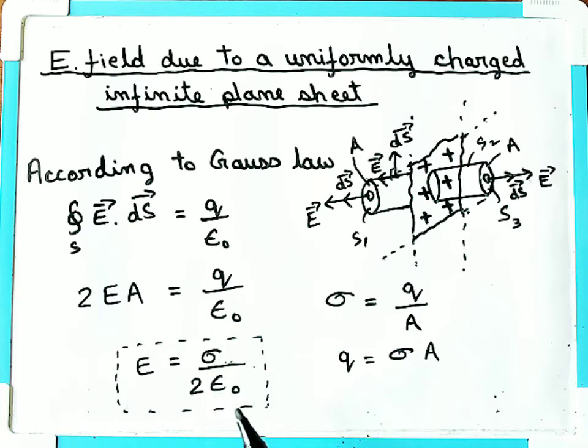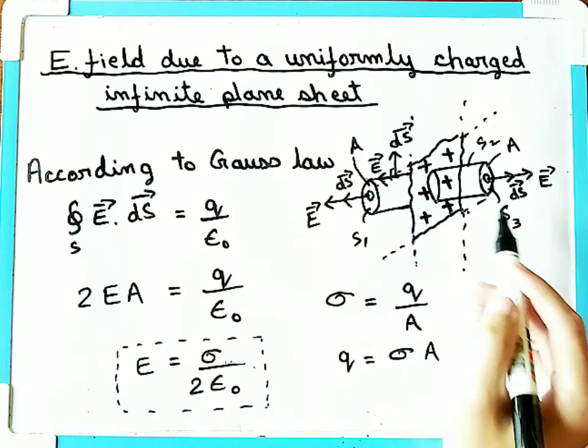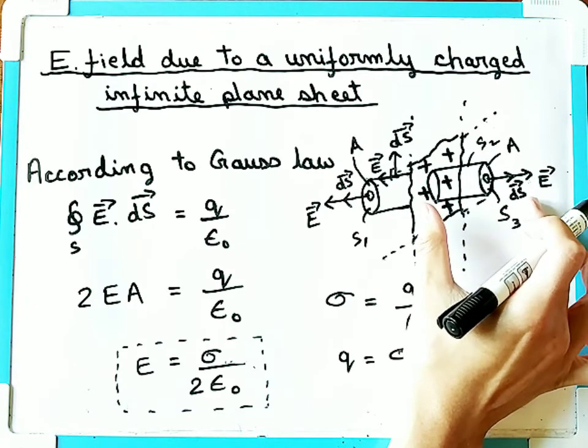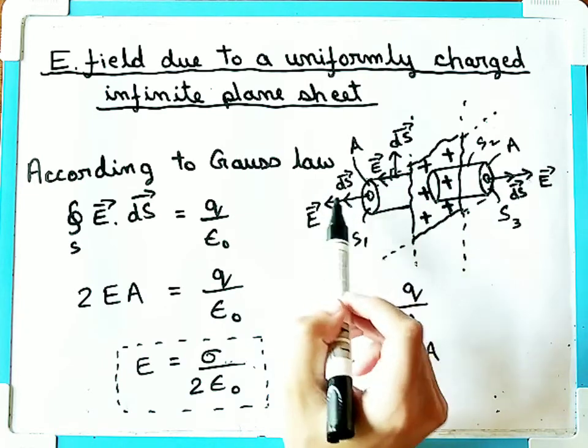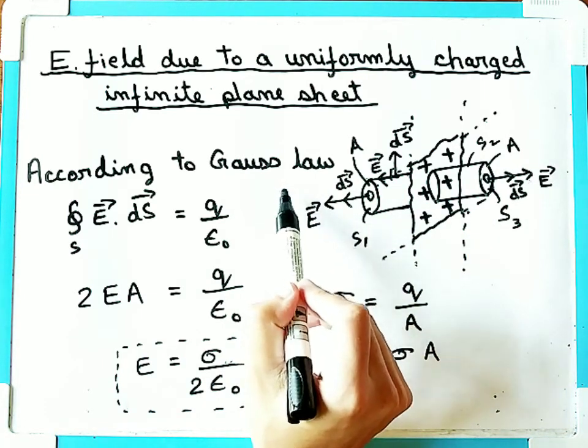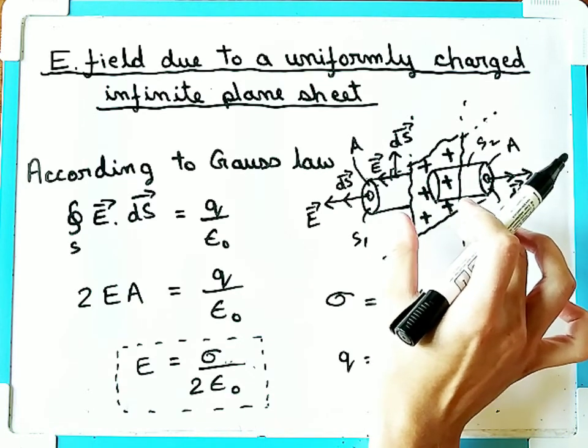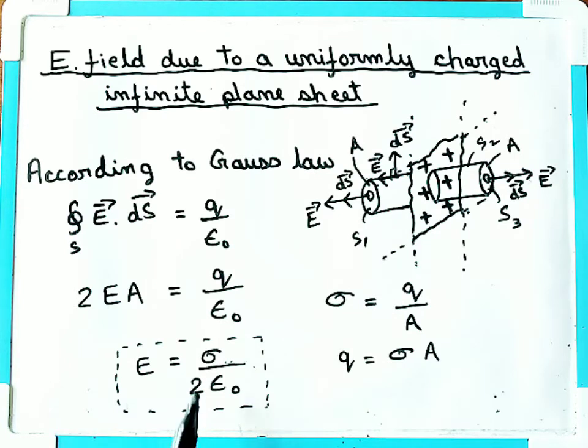Since sigma is constant, 2 is constant, epsilon naught is constant, the electric field is also the same throughout. It does not depend upon this distance here. So if it's at this point also, it will be the same. At this point also, it will be the same. So the electric field does not depend upon the distance of the point from the infinite plane sheet. It only depends upon the surface charge density sigma. So if we have more surface charge density, the electric field will be more. If we have less surface charge density, the electric field will be less.